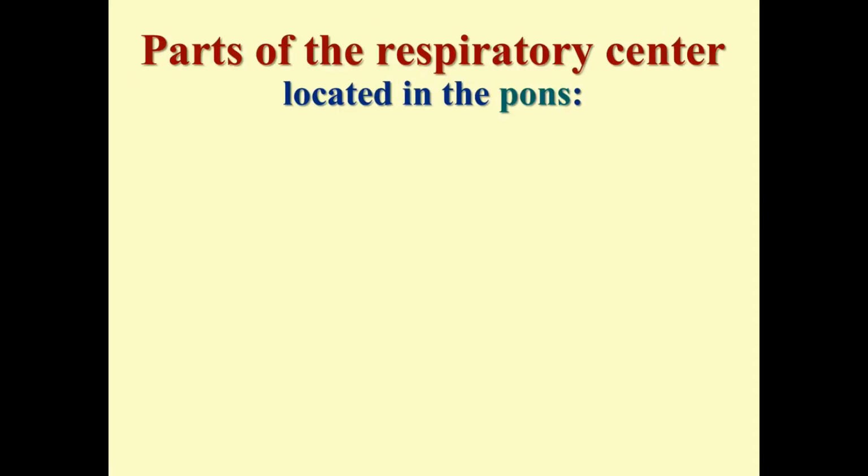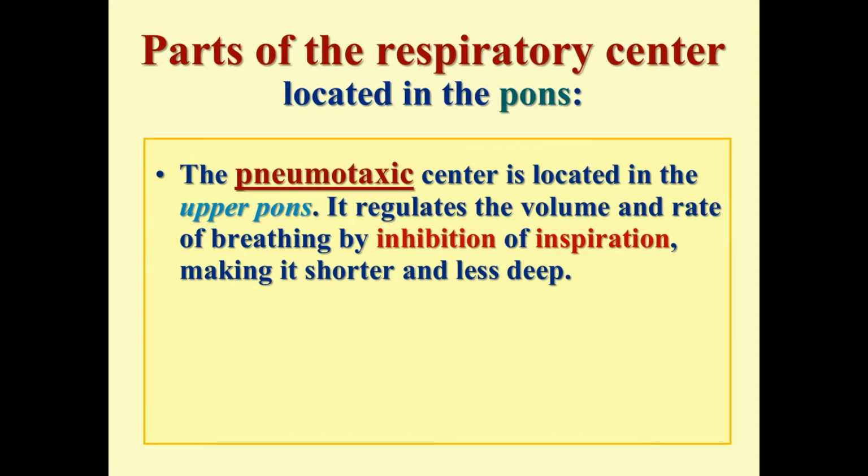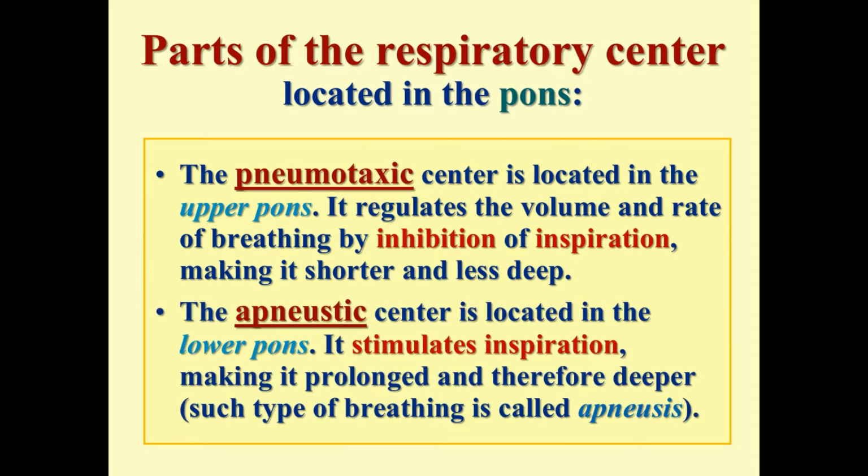The parts of the respiratory center located in the pons: there are two other centers. First, the pneumotaxic center, located in the upper pons. It inhibits inspiration, and therefore it regulates the volume and rate of breathing, because when it inhibits earlier, the inspiration becomes shorter and not as deep as before, and so it changes both volume and rate of breathing by inhibition of inspiration. The other center is called the apneustic center.